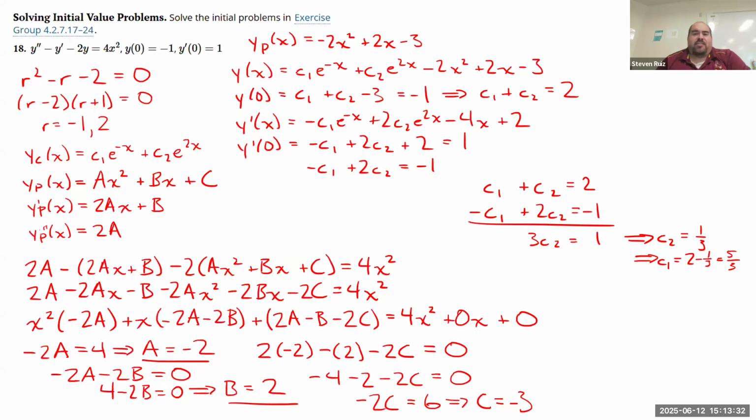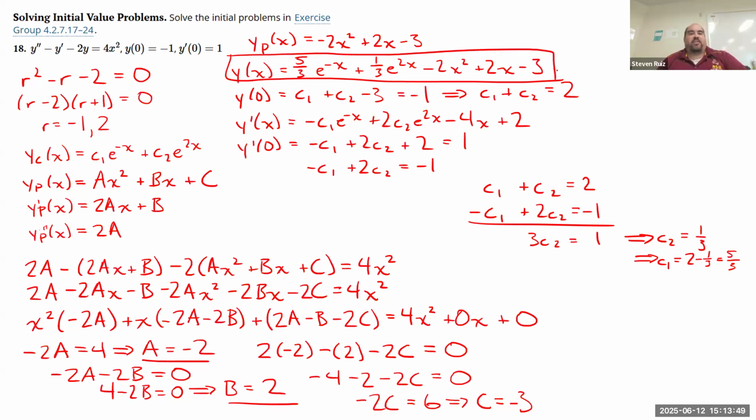I'm going to do the lazy way and just swap out my C1 and C2, also because I'm running out of room. So 5/3 e to the negative x plus 1/3 e to the 2x minus 2x squared plus 2x minus 3. That is my fully fleshed out particular solution for this initial value problem.